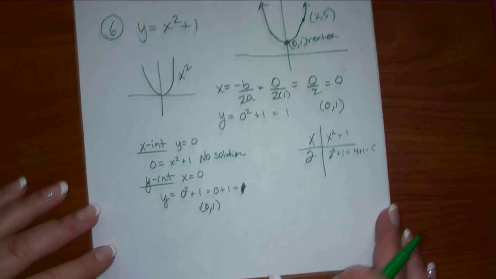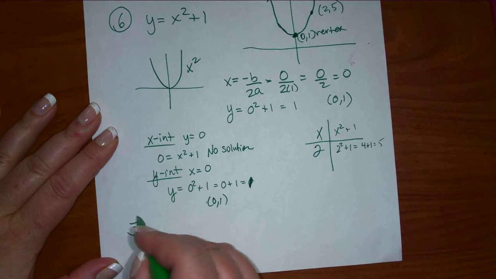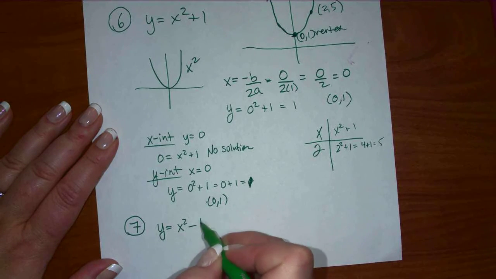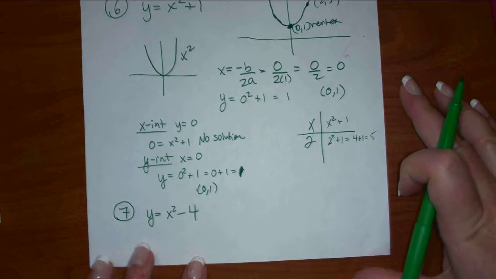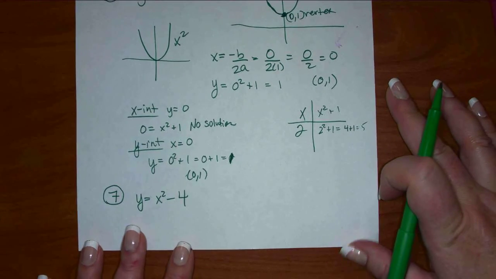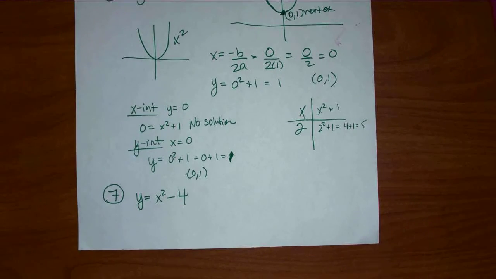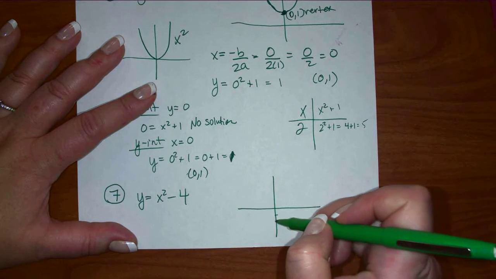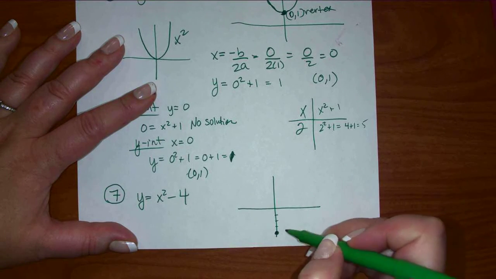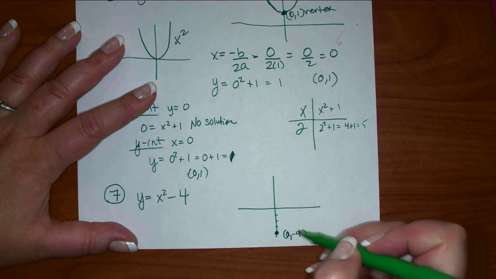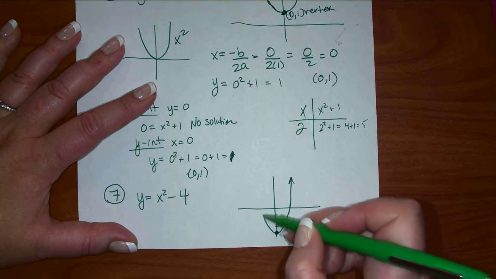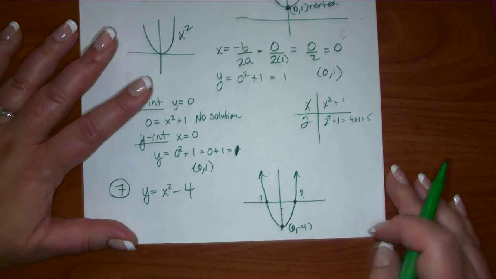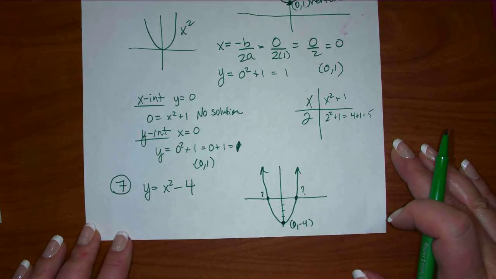Now, what if it moves down? Let's put -4. So sort of the same thing, except what happens if it moves down? So if this moves down 4, it does cut through, but it's easy to find those.